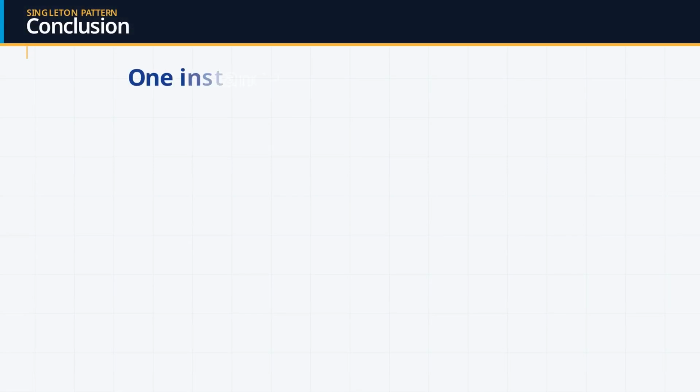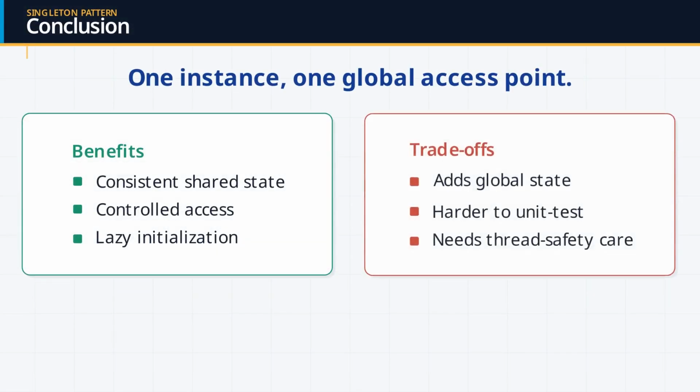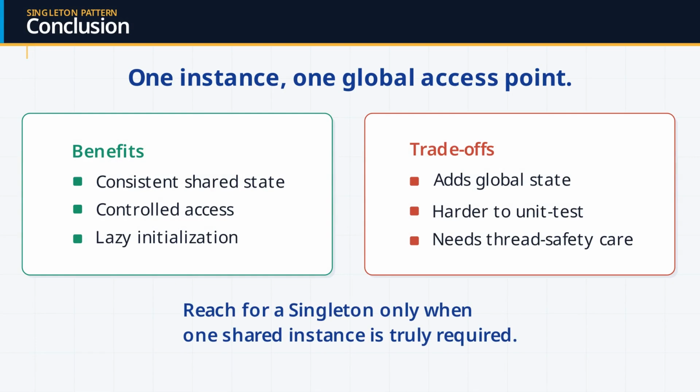The Singleton guarantees one instance with a single global access point, giving consistent state, controlled access, and lazy initialization. But it adds global state, complicates testing, and needs thread care. Use it only when one shared instance is truly required.